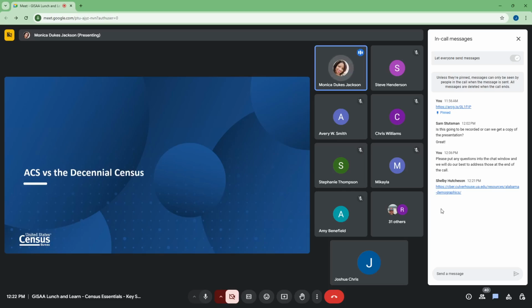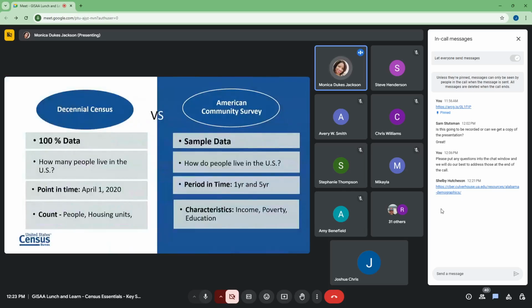Okay, so now that we've talked about those two big programs, we'll kind of compare and contrast them, the ACS versus the Decennial. Again, how the ACS is a part of the Decennial Census program, and then, of course, how it's comparing and contrasting. So let's take a look. I mentioned the Decennial Census is what we consider our 100% data count. It tells us how many people live in the US. It is a point in time survey, which again, that reference date of when we're asking the questions refer to April 1st of every 10-year period. And then it counts people and housing units.